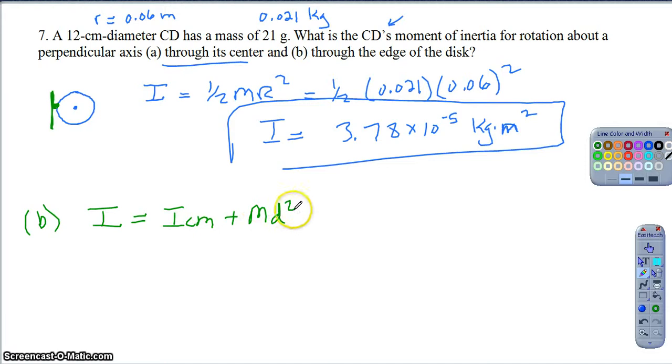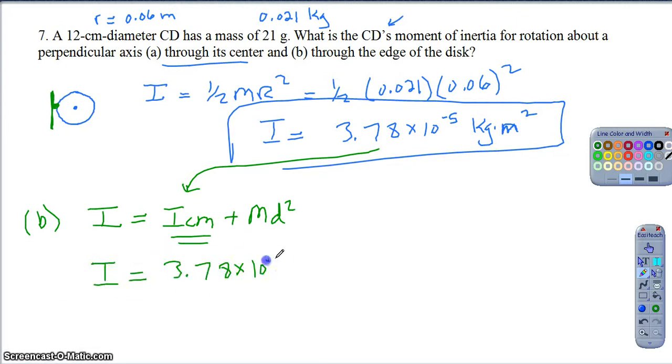So the good news is we just found the moment of inertia for the center of mass. That is the geometric center of the disc, so that's what I found for part A. So I already know this quantity is just 3.78 times 10 to the negative fifth. If I want to find the new moment of inertia, it's that quantity, 3.78 times 10 to the negative fifth, plus the mass of the disc, 0.021 kilograms, times the distance squared, where that distance is how far away it is from the center of mass.